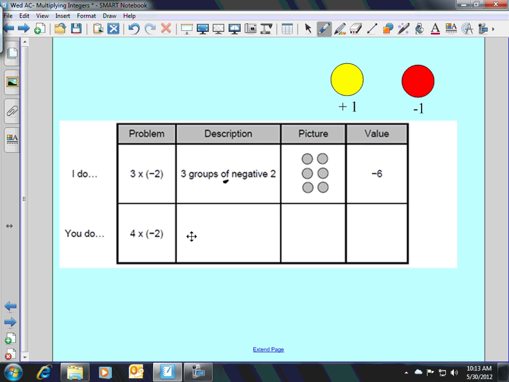So 4 times negative 2 means 4 groups of, that's your multiplication sign, negative 2. So I'm going to draw 1, 2, that's my first group, second group, third group, and fourth group, which gives me total negative 8.